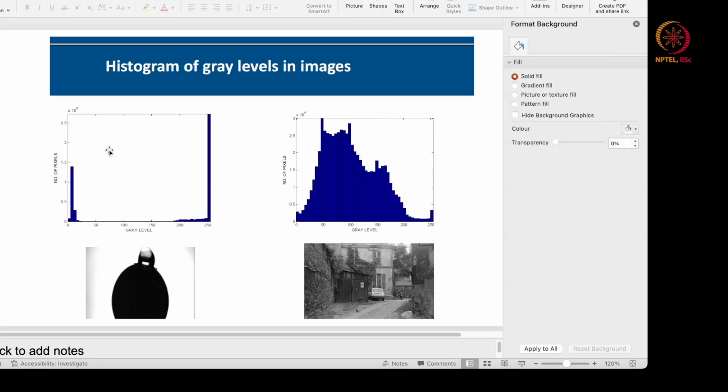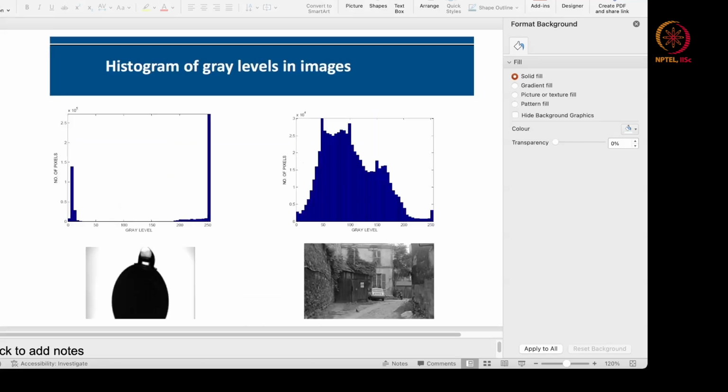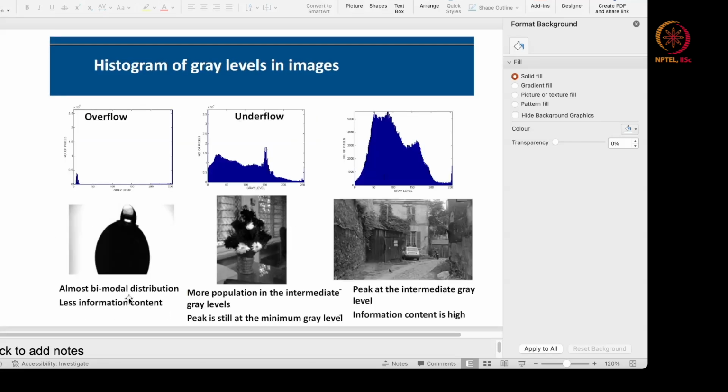And so the histogram of gray levels in the image is something like this. You can see that 8-bit can have 256 levels of gray, so that is what you see over here. Here, for example, you see an almost bimodal distribution, because there is less information and it is a very sharp interface. Here, of course, the image has many shades and many parts, so there is more population in the intermediate gray levels. The peak is still at the minimum level.